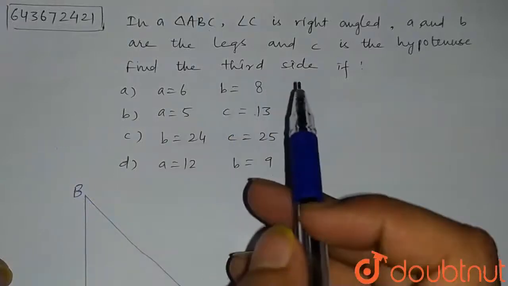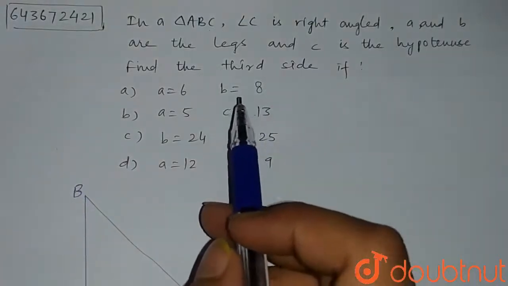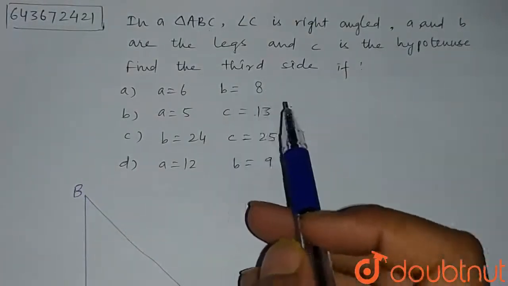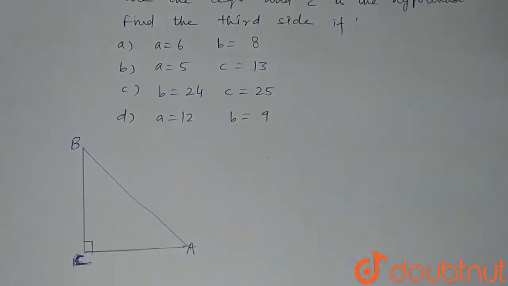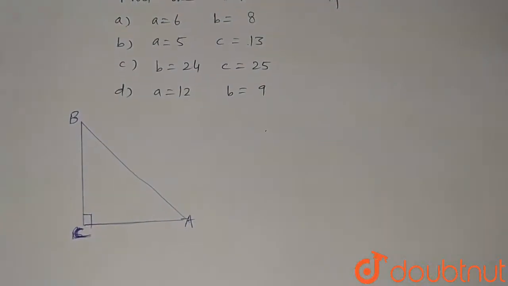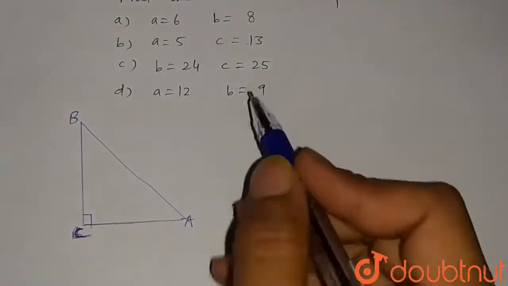So today's question is, in a triangle ABC, angle C is right angled. A and B are the legs and C is the hypotenuse. Find the third side if we have the following cases. So this is a right triangle having angle C as 90 degrees.